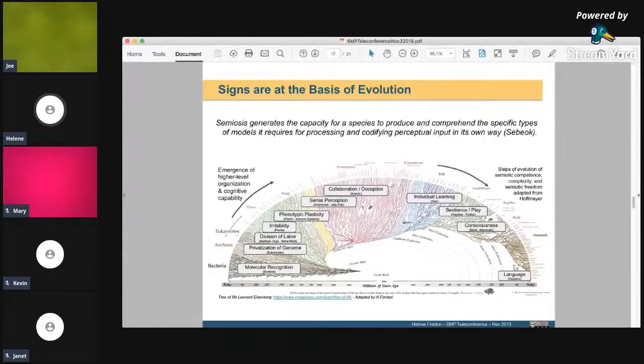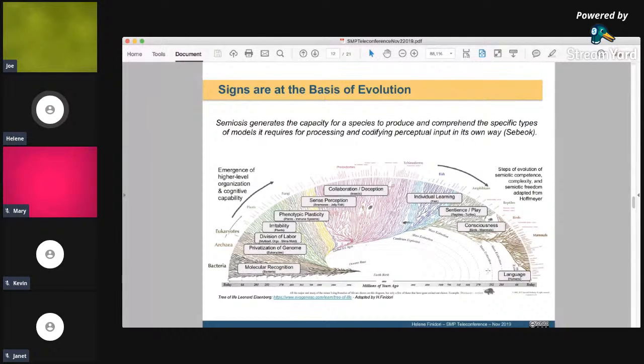I'm just doing a little incursion into evolution here. There's a biosemiotician, a biologist, or was it an ethologist, like an animal anthropologist, who considered semiosis as generating the capacity for a species to produce and comprehend the specific types of models it requires for processing and codifying perceptual input in its own way. So the way we conceive, the way we decode and encode models are actually dependent on the sign systems that are generated through our co-evolution in social groups, let's say.